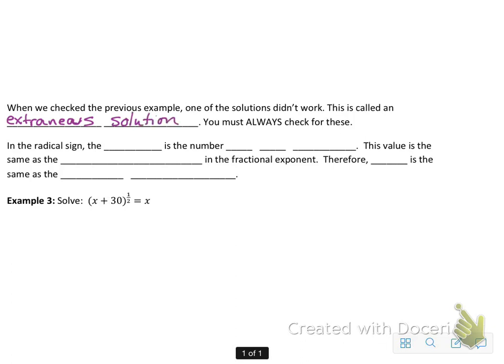Now when we talked about doing modeling, we also talked about how in the radical sign, the index is the number in the radical. This value is the same as the denominator in the fractional exponents. So this is denominator. Therefore, square root is the same as saying the half power.